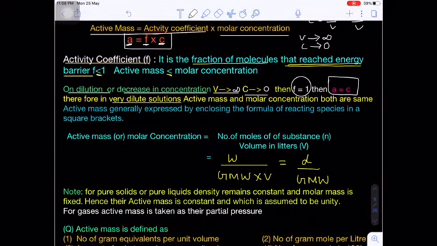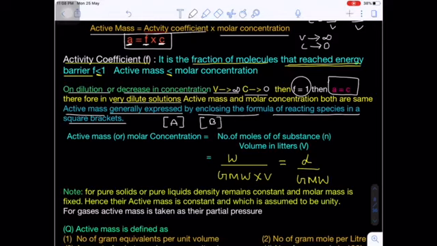Now the activity or active mass is generally expressed by enclosing the formula of a reacting species in square brackets. Let's suppose I have component A, so I have to write the reacting species A in a square bracket. Similarly for a reacting species B, we mention the symbol of that species in an enclosed square bracket, corresponding to active mass.